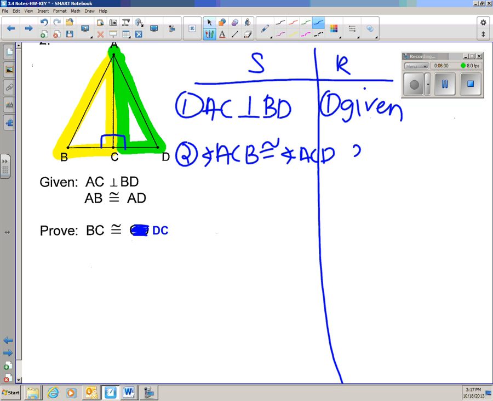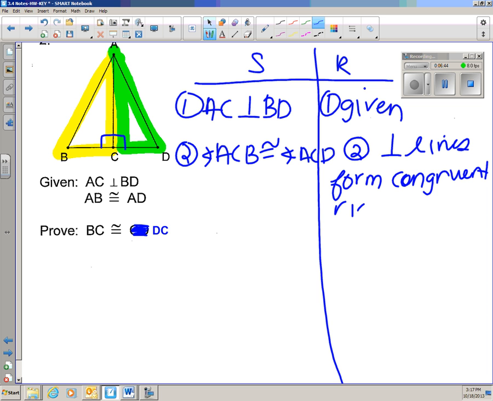And the reason here, I'm not just going to put definition of perpendicular lines, because it's more than that. I'm going to write, you know what? Perpendicular lines form congruent right angles. Okay, so that gets you away from having to say perpendicular lines form a right angle. We're going to say that perpendicular lines form congruent right angles. We now have one part.